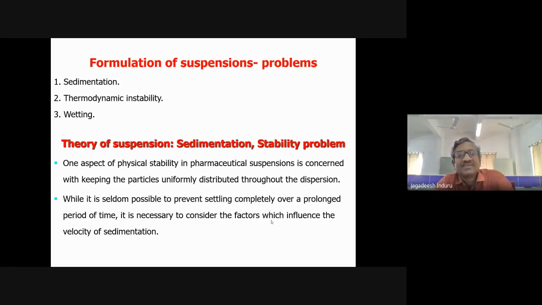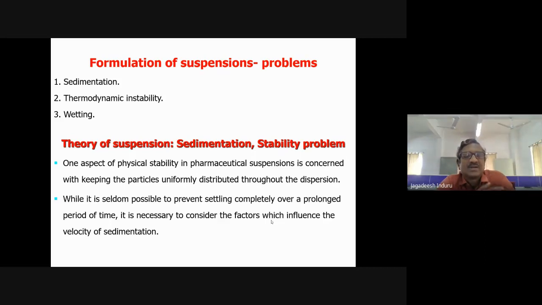One aspect of the physical stability of the pharmaceutical suspension is concerned with keeping the particles uniformly distributed throughout the dispersion. That is one. It is making clumps without making agglomerates. While it is seldom possible to prevent settling completely over a prolonged period of time, it is necessary to consider the factors which influence the velocity of sedimentation.